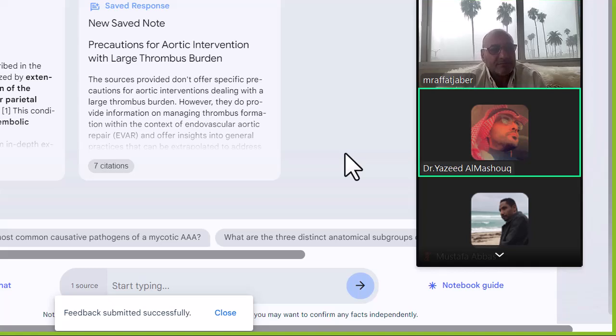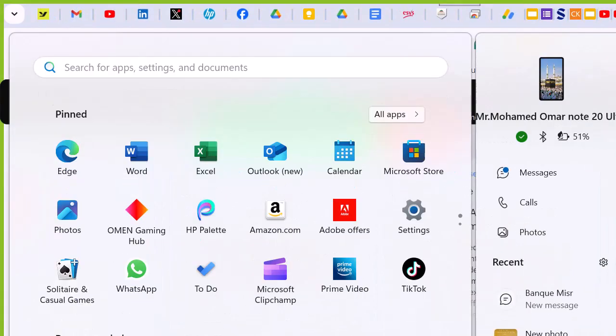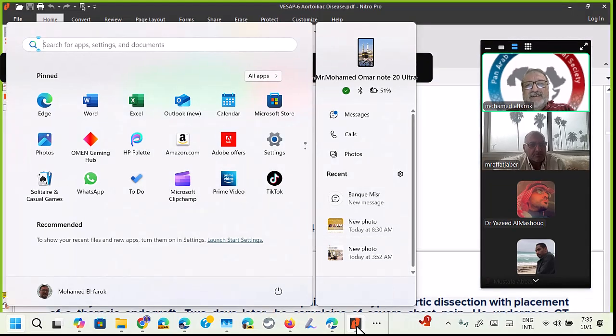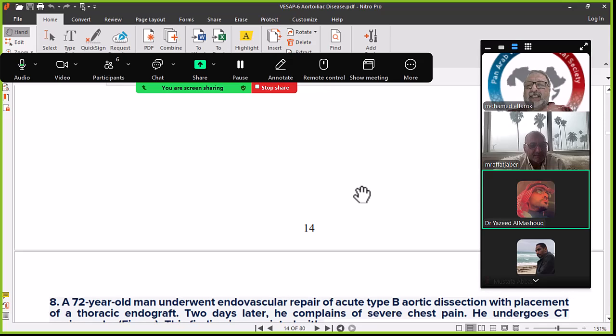This tool is fantastic in studying. We will take it as a chapter, God willing. But let us move to the next station, and feel free to ask a question anytime.